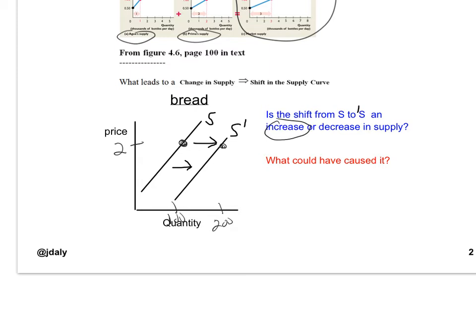What could cause it to shift? Well, think what makes businesses happy. If their input costs go down, for example, if they can pay their workers less money, they're happy, they're making more profit per unit, and they would therefore increase the supply, and that would be witnessed by that rightward shift in the supply curve.